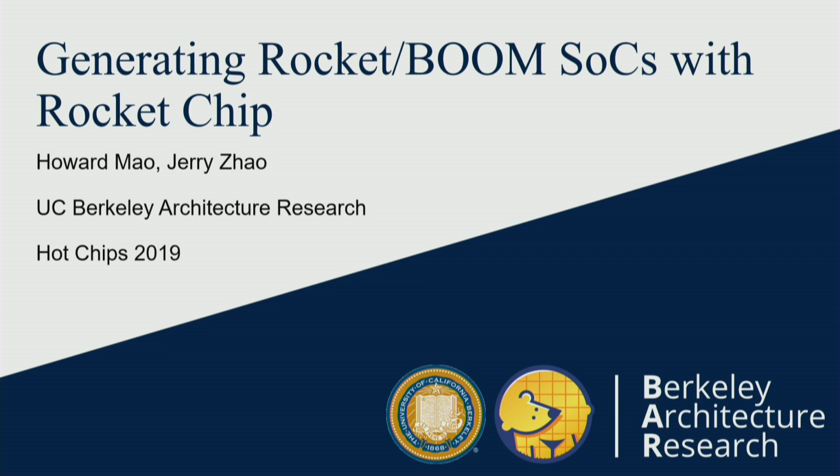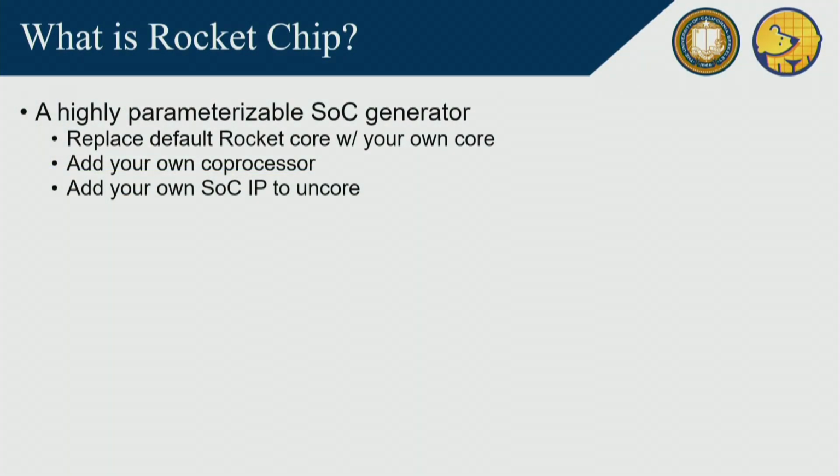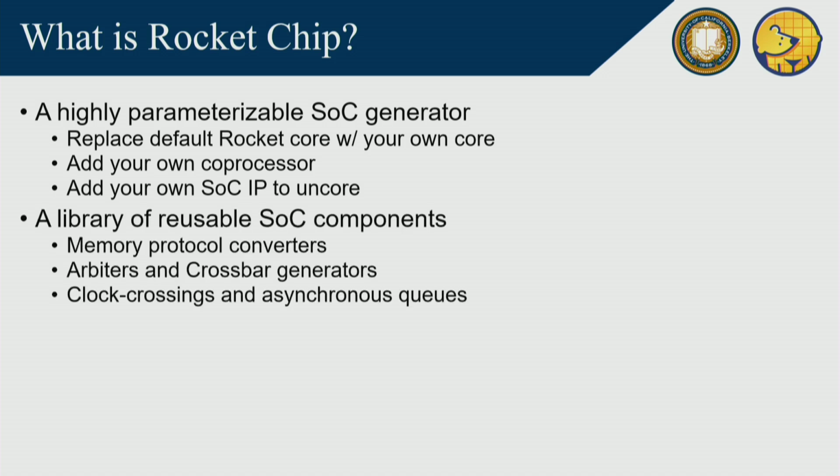Thank you. Hello, everybody. I'm Howie, and today I'm going to be talking about generating Rocket and BOOM SoCs using Rocket Chip. So what is Rocket Chip? Rocket Chip is a highly parameterizable SoC generator that you can use to generate RISC-V based SoCs with things like a Rocket core, your own custom core, custom co-processors, or custom uncore IP.